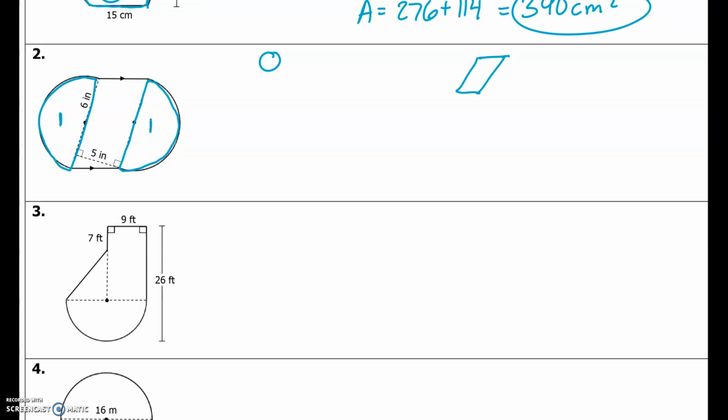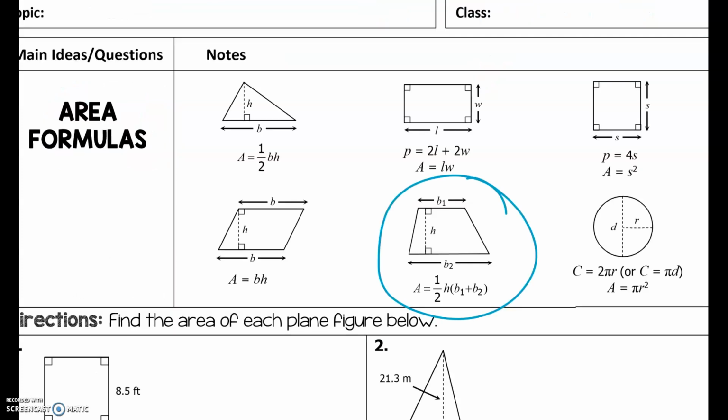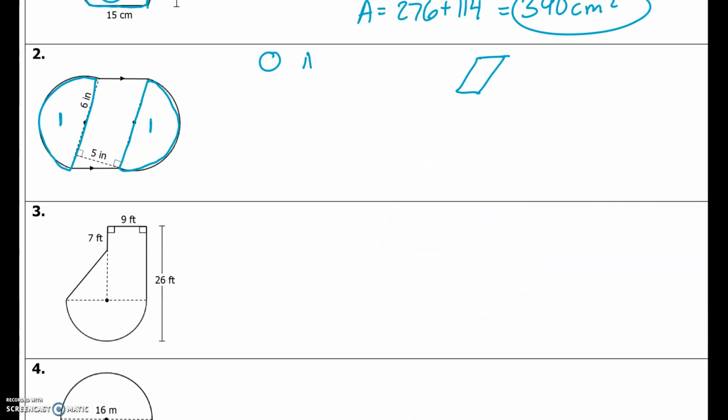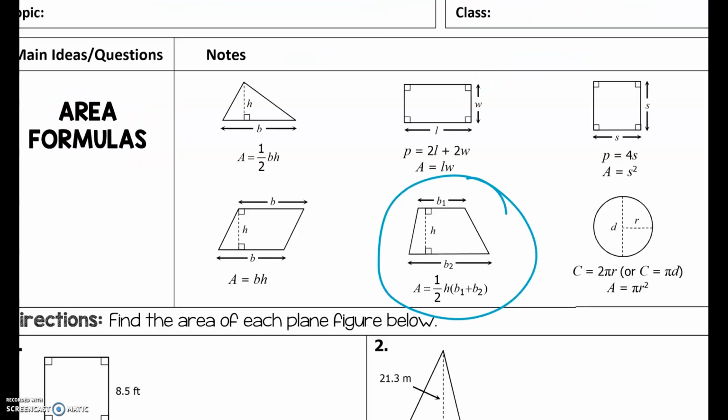Okay, so I'm going to start off by writing down my formulas. The area of a circle, I know, is area equals pi r squared. So I need a radius, but we'll get to that in a minute. The area of a parallelogram is the length times the width, or base times height.